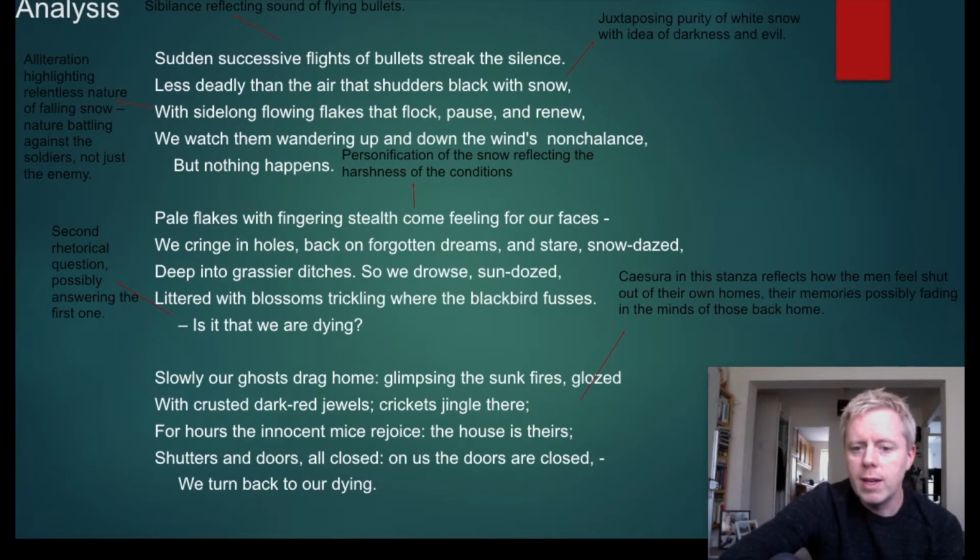So that's caesura in this stanza, any form of punctuation in the middle of a line. And we've got a colon, a semicolon, another colon, and another colon. It reflects how the men feel shut out of their own homes from back home. Their memories are possibly fading in the minds of those back home as well. And we turn back to our dying. So the harsh reality of their existing current conditions are too big, too pronounced to ignore.